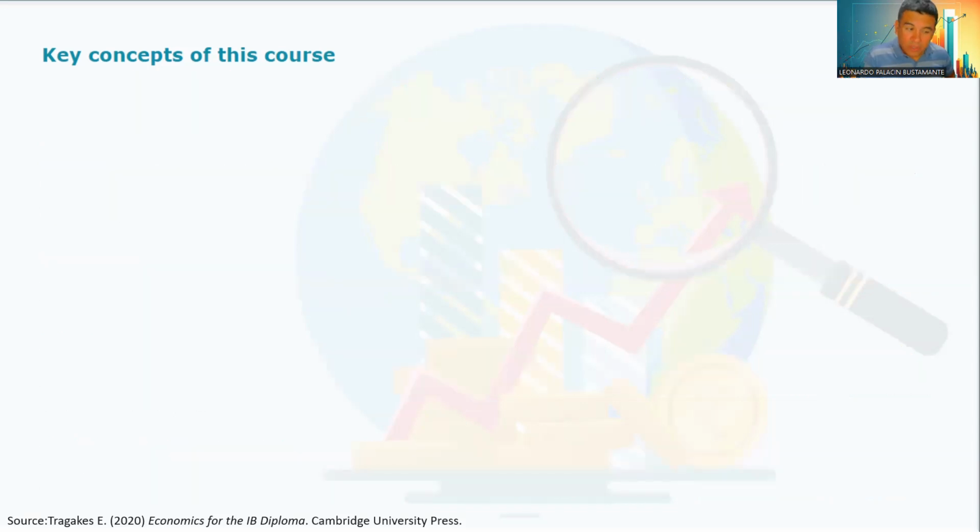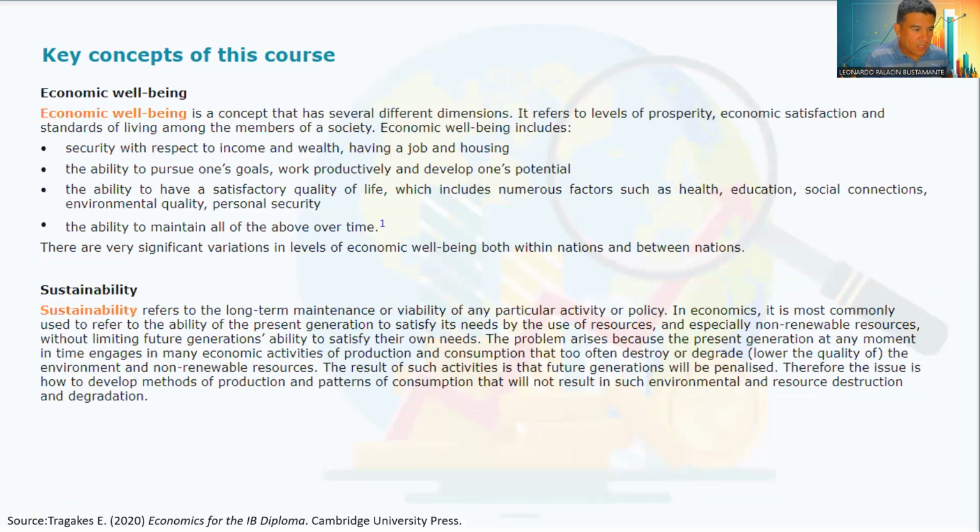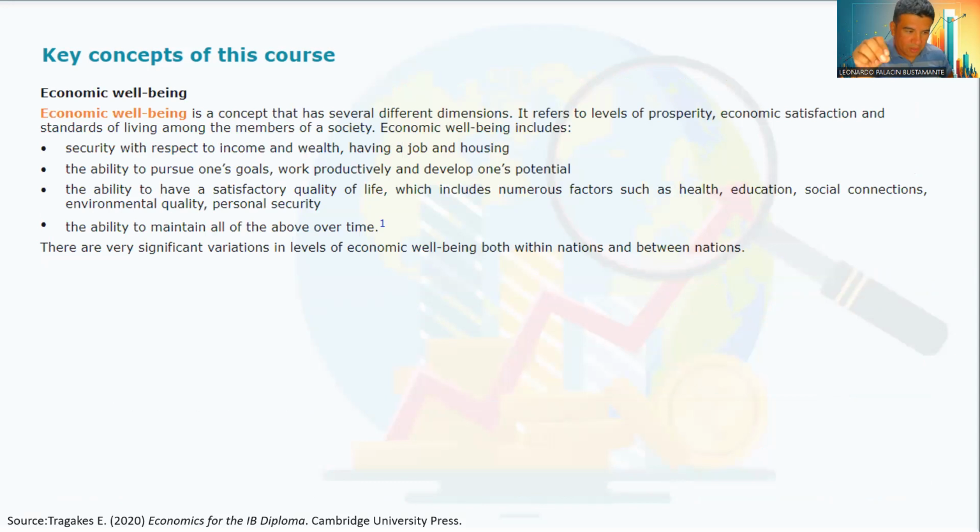Okay, so we continue with the concepts. Right now, we are going to study the concept of economic well-being. Economic well-being means bienestar económico. So economic well-being is a concept that has several dimensions. Economic well-being has to do with the level of prosperity, the economic satisfaction, the economic standards among individuals in a given society. So what does that mean?